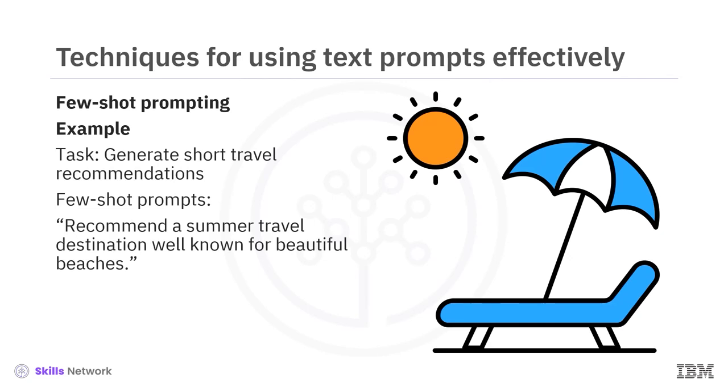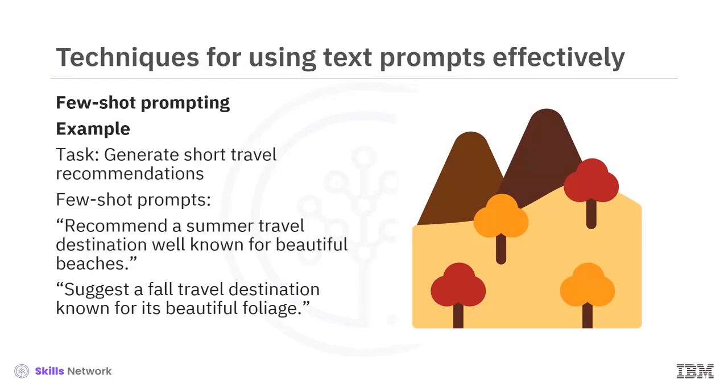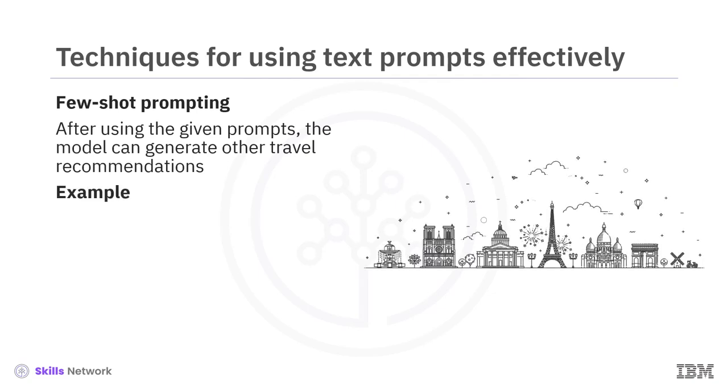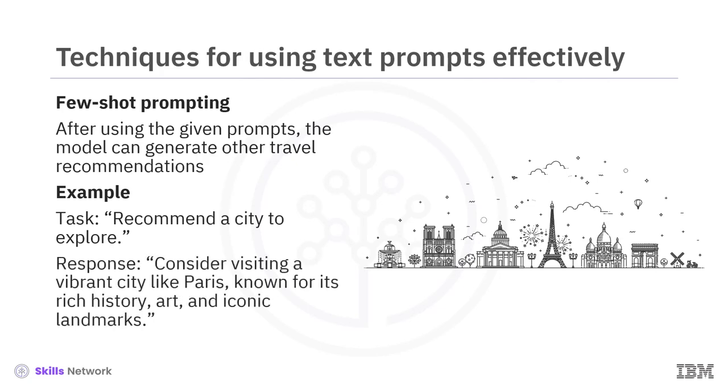Recommend a summer travel destination well known for beautiful beaches. Suggest a fall travel destination that is renowned for its beautiful foliage. After using these few-shot prompts, the model can generate travel recommendations for other types of vacations. For example, if the task is "recommend a city to explore," the model will generate an answer: "Consider visiting a vibrant city like Paris, known for its rich history, art, and iconic landmarks." This is how the model can generate travel recommendations for different types of vacations based on the minimal training data provided in the few-shot prompts.